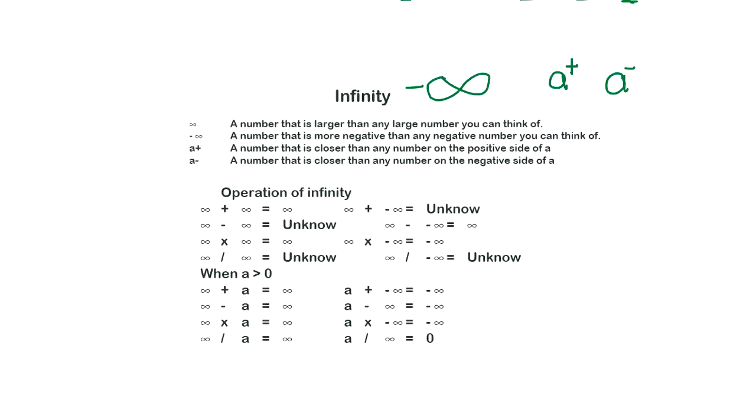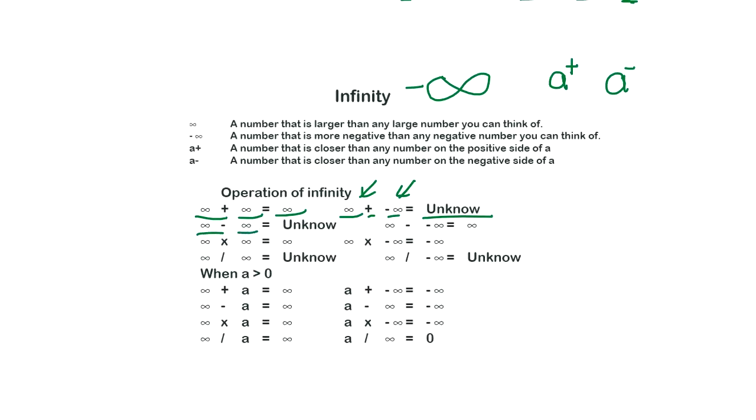Can we add, subtract, multiply this kind of number? Let's try. Operation of infinity. Infinity plus infinity is infinity, right? Yeah. Infinity plus negative infinity: we don't know which infinity is bigger, so unknown.